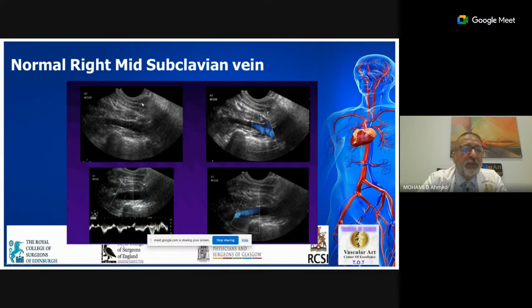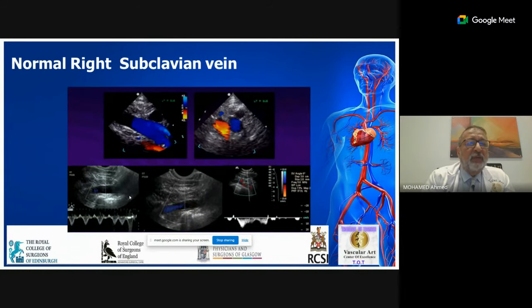And this is a picture on B mode. You can see it's an abdominal transducer. We'll try to see that with a linear transducer as well. And then you start to have a color window. So you get this information, and you start to have a Doppler signal. Here, this is a normal-sized mid subclavian vein, patent with a normal waveform. And this is the information that we collect about this vein.